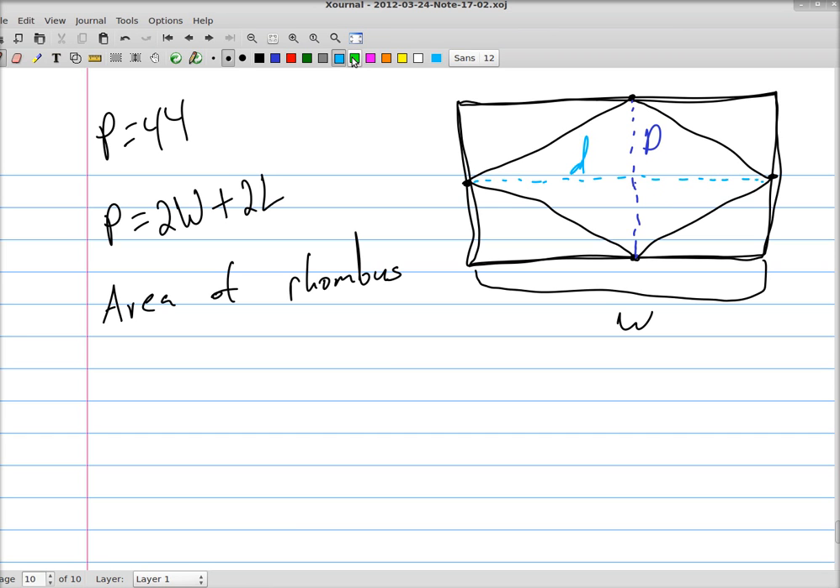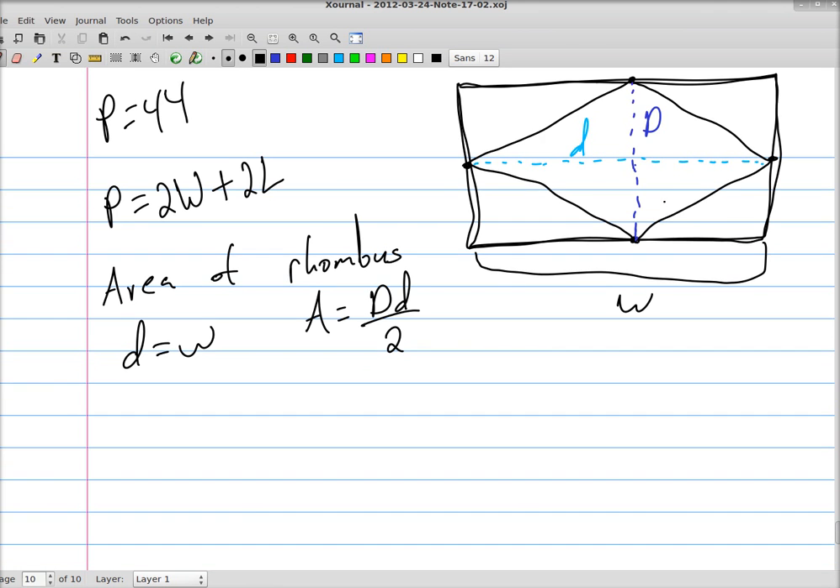Now, the lowercase d is a little bit easier to deal with. We can see just by looking at the image here that the lowercase d, that longer diagonal, is equal to w. So there's half the problem right there. And by the way, the area of the rhombus is supposed to be equal to capital D times lowercase d divided by 2. And we've got lowercase d accounted for, it's w. The question is, what is capital D equal to?